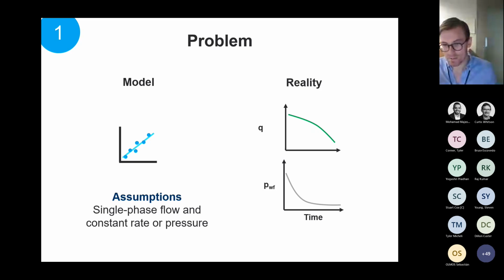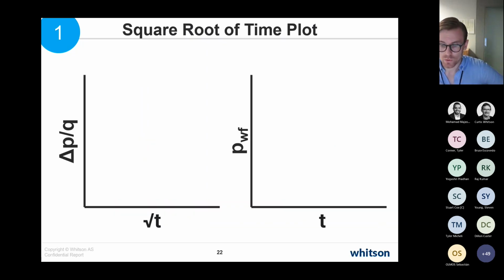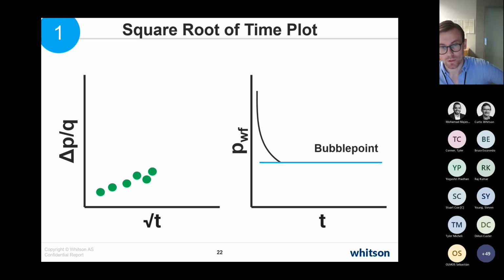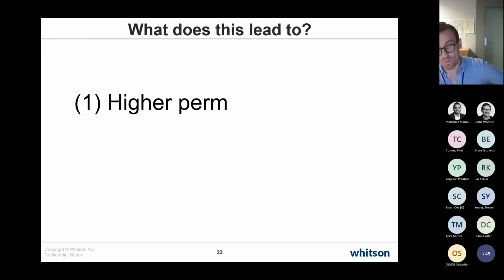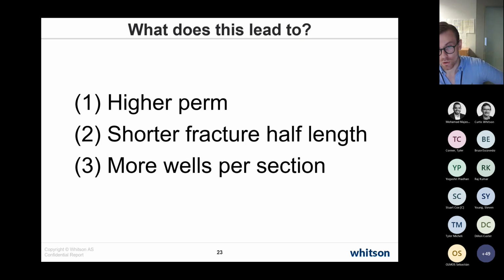And then we can sit back and do the interpretation part, which we're really good at. In a nutshell, what you'll see, and I think this is kind of a cartoon of that, is if you do the square root of time plot and you plot points above the bubble point, you get a certain slope. And when you plot the points below the saturation pressure, you get a deviation from that original straight line. If you interpret this to be boundary effects, you'll always end up with higher permeability, shorter fracture half length, and more wells per section. And you all kind of know the story from there.